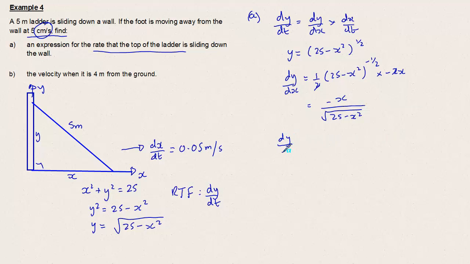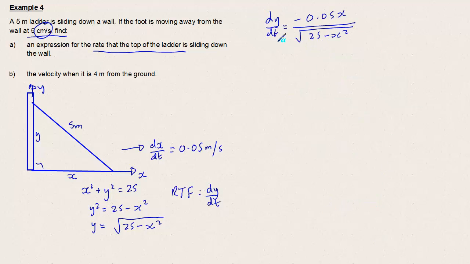And so we want dy/dt. That's going to be negative x over the square root of 25 take away x squared, which is dy/dx, multiplied by dx/dt. So we get negative 0.05x over the square root of 25 take away x squared. Note that this is going to be negative, and the reason for that is that we took y as upwards, and we know the top of the ladder is going downwards.